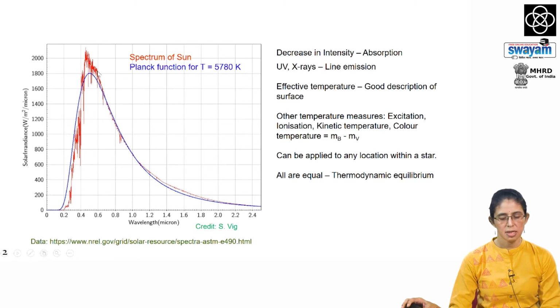This decrease in intensity is related to the absorption of photons. Apart from the effective temperature of the Sun, there are other measures of temperature in a star. That could be excitation temperature, ionization temperature, kinetic temperature, or color temperature, which relates to the ratio of fluxes corresponding to a black body function. These temperatures are applicable to any region in a star, and when all of them are equal, then it is said to be in thermodynamic equilibrium.